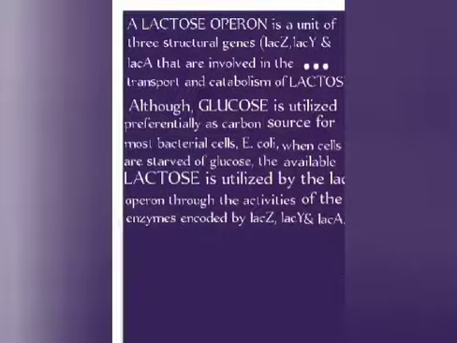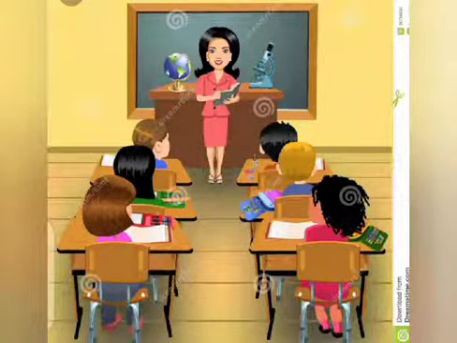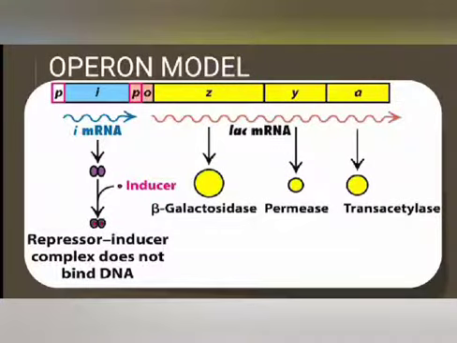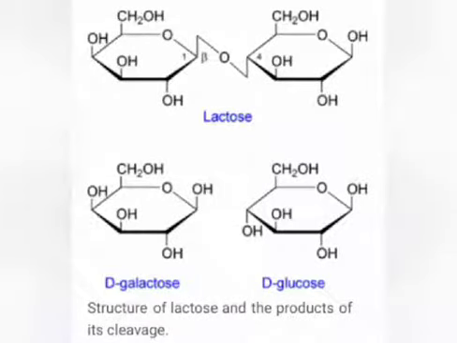However, a lactose operon is a unit of three structural genes that are involved in the transport and catabolism of lactose. These three structural genes are transcribed at once under the control of a single promoter. The operon is required by many enteric bacterial cells like Escherichia coli for the transport and catabolism of lactose, a sweet disaccharide sugar made up of galactose and glucose, commonly found in milk and dairy products.